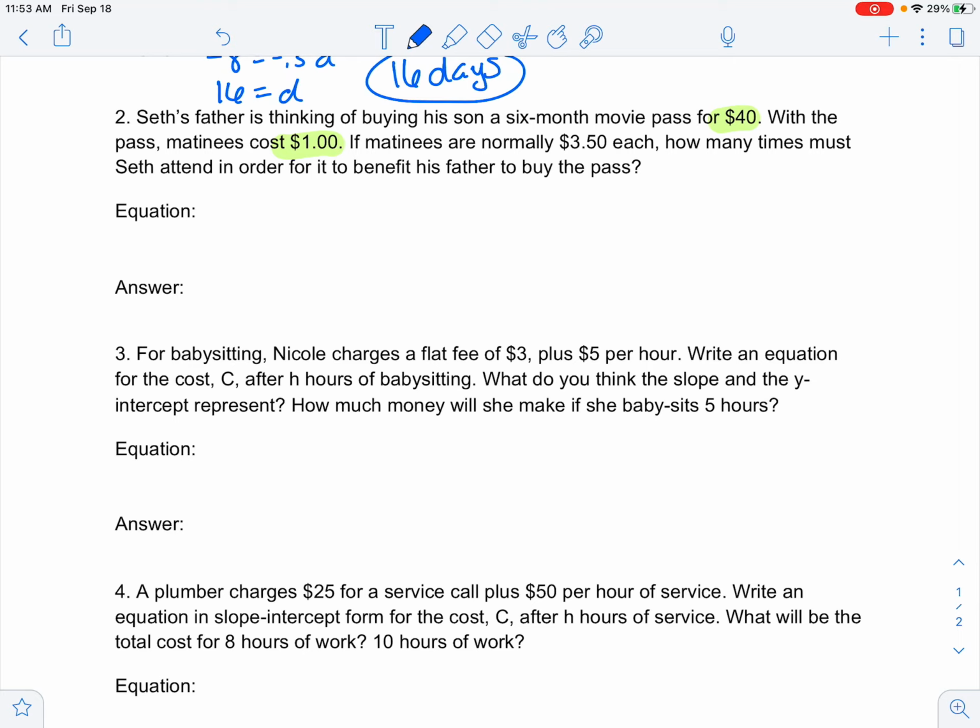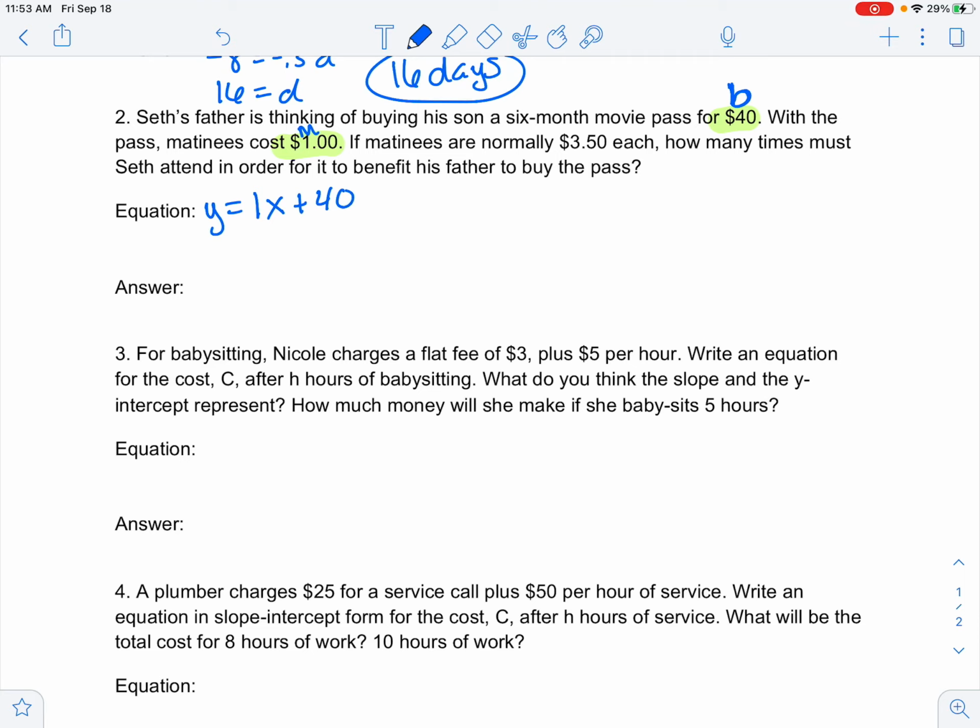So the movie pass, no matter what, is $40. That would be my starting point, or my B value. No matter what, my dad would have to pay $40. With that pass, each time I go to a matinee, I would be paying $1. That would be my M. Every time I go, I pay $1. Okay, so my equation, I'm paying $1 every time I go, plus I already had to pay $40.